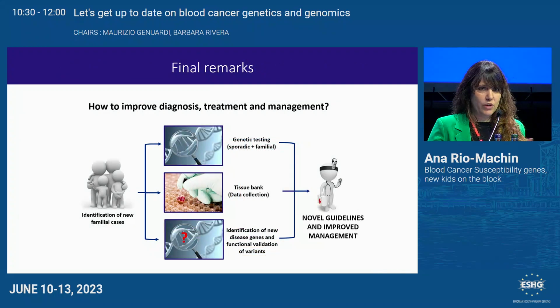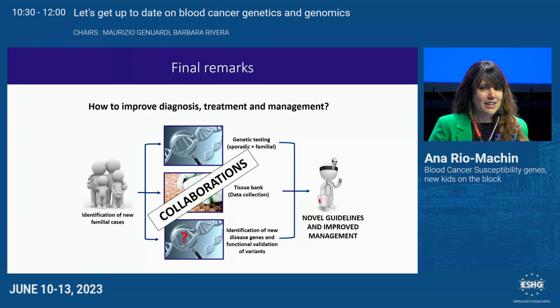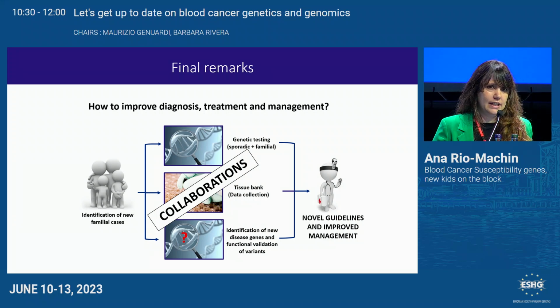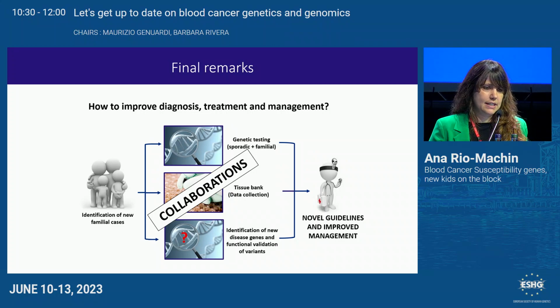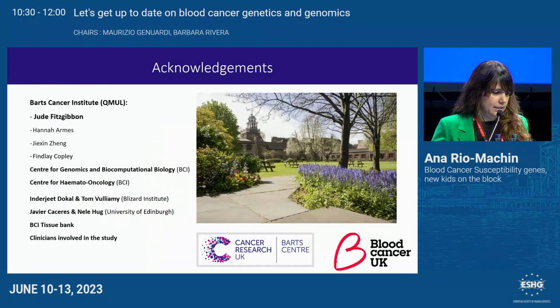So this is why we really need to work together to put all the families together to improve our tissue banks, because we need cells to do all the functional studies that I presented before. So we really need cells. We need to include the predisposing genes into the genetic testing panels to identify new genes and to improve the management of these patients.